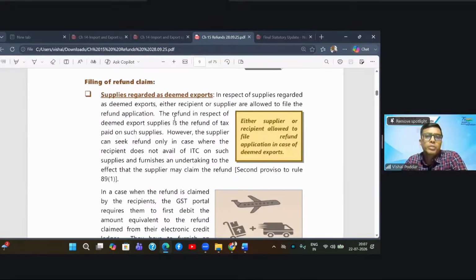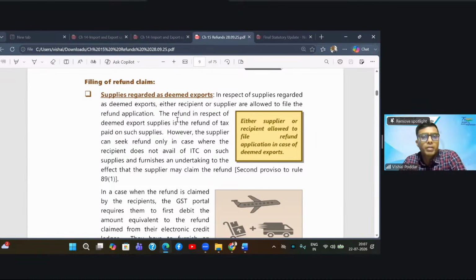Now comes the refund application in case of supplies which are regarded as deemed export. Now, in the previous chapter, we saw the list of supplies which are regarded as deemed export. First point, students, you should keep in mind is that deemed export is not export. So compulsorily it is to be treated as a domestic supply and it will be categorized as C plus S or I depending upon the nature of supply. Now, once the supplier in case of deemed export has filed the GSTR1 showing the deemed export in the proper table and paid the tax in 3B, then comes the next step, which is the refund.